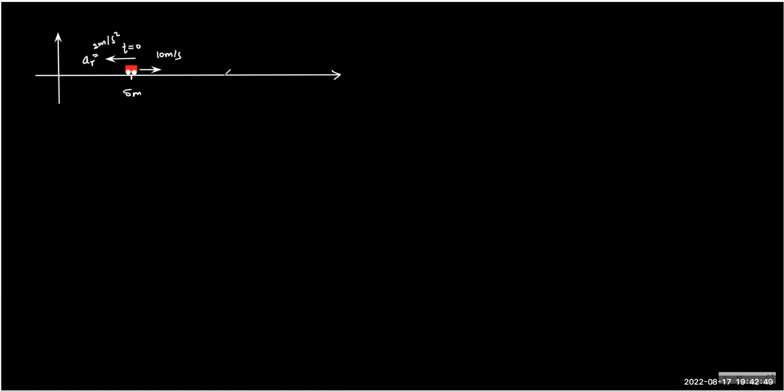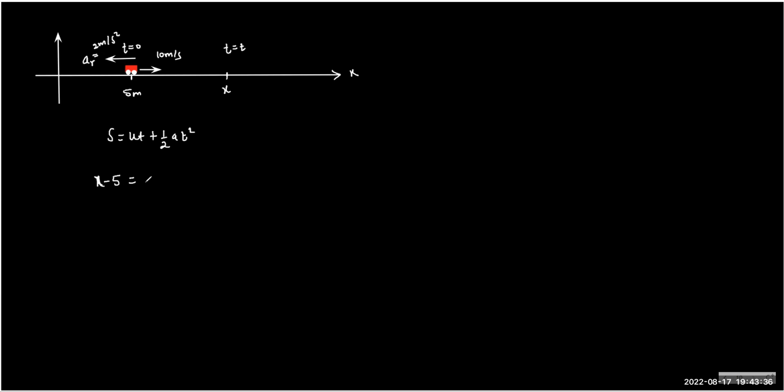So now at time t, it will have some position. Let's call it x. So how to write x? Tell me, guys. What is the displacement here? We can write a formula s equals ut plus half at square. What is s here? What is the displacement from 0 to time t? So x minus 5. Very good.